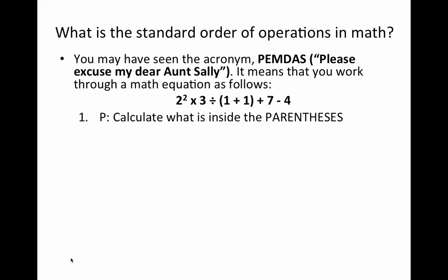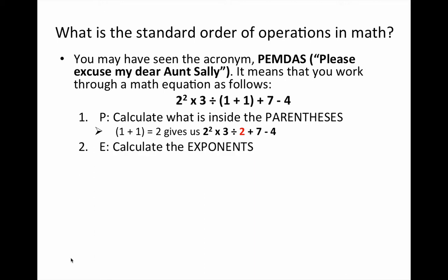You're going to calculate what is inside the parentheses. Notice 1 plus 1 gives you 2. Every time I calculate, I'm going to put the result in red. Then you calculate the exponents, or the root, depending on what you're given. In this case, 2 squared equals 4.